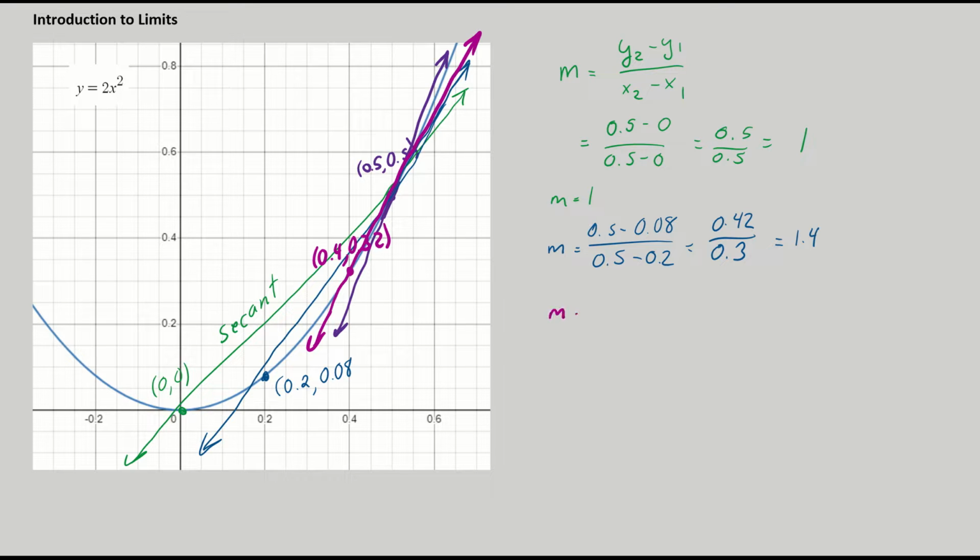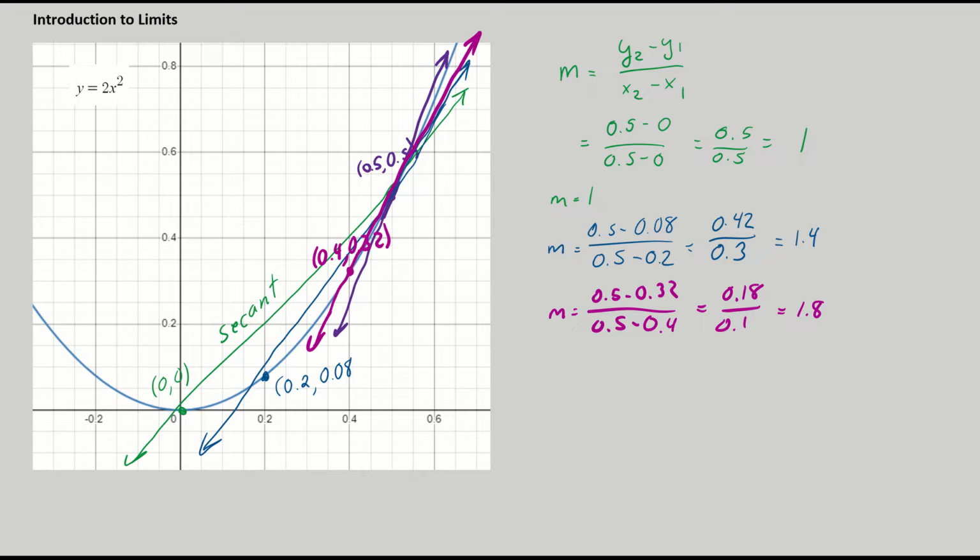And so you go back to your slope formula, and you go 0.5 minus 0.32 over 0.5 minus 0.4, 0.18 divided by 0.1, and you get 1.8. And again, you're like, yeah, doing pretty good. Well, I can do better.